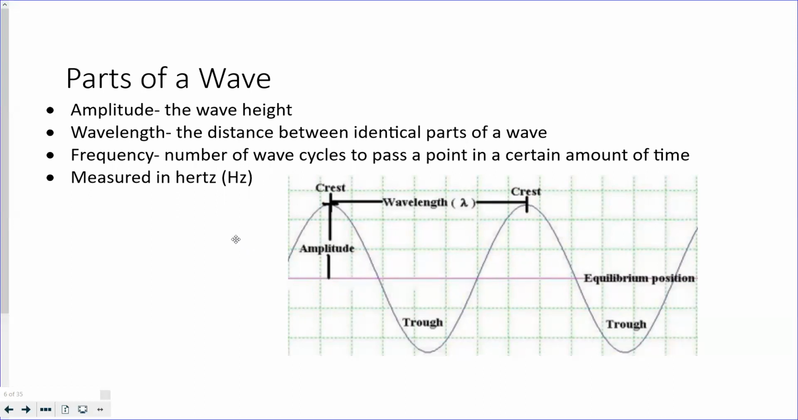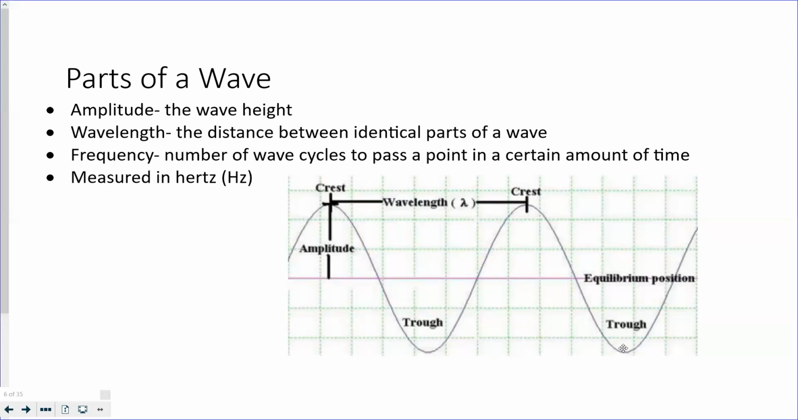Wavelength is going to be the distance between identical parts of waves. So here it's depicted as going between two crests that are identical. That distance is our wavelength, and that's represented as a lowercase lambda, which you can see in the picture. And that should be the same between any two parts of the wave. So if we measured between the two troughs, that wavelength would be the same.